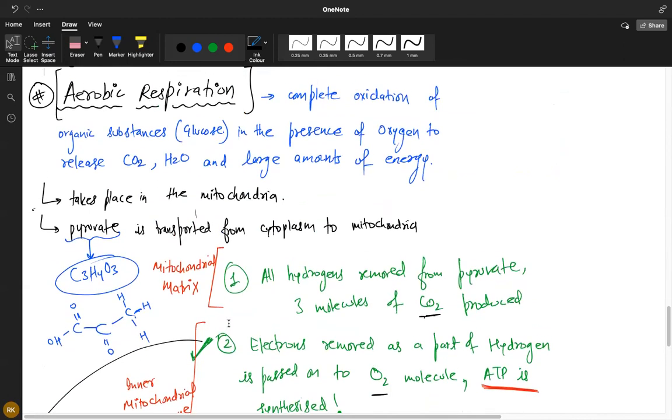Would you like to take on, Devangi? Yes, sir. So, the process that leads to complete oxidation of organic substances like glucose in the presence of oxygen to release carbon dioxide, water, and large amount of energy is called aerobic respiration. Yes. And aerobic respiration takes place in the mitochondria. So, pyruvate is transported from cytoplasm into mitochondria. Yes.